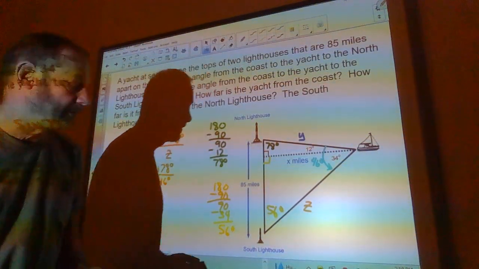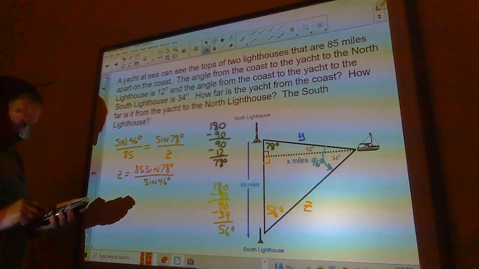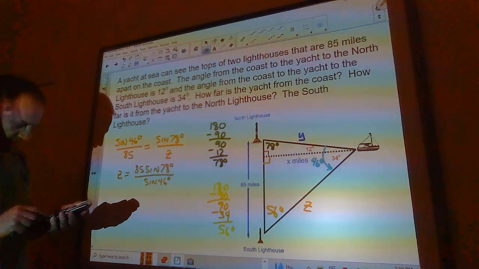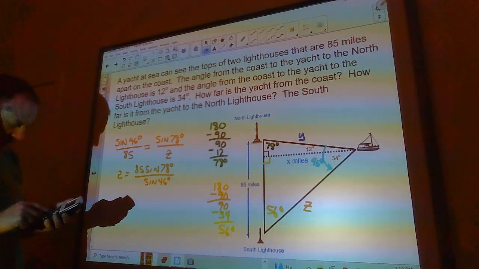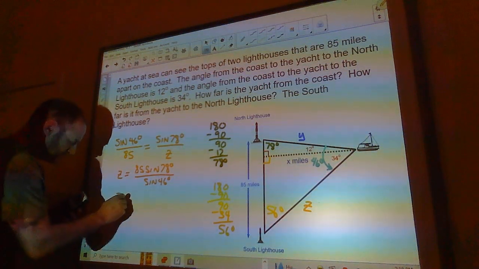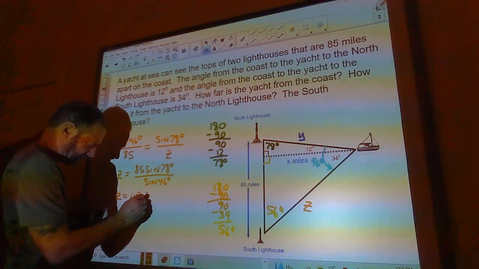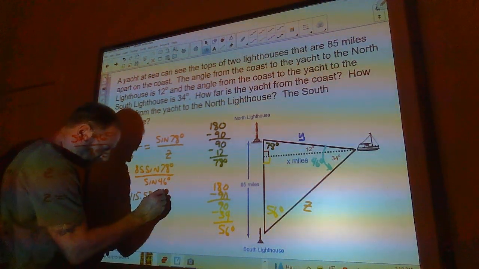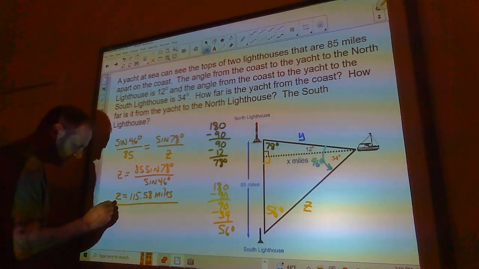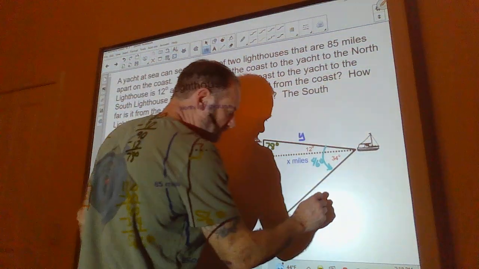Get out my calculator. 85 sine 78 divided by sine 46. Z comes out to be 115.58 miles. Okay, so I've solved this one.